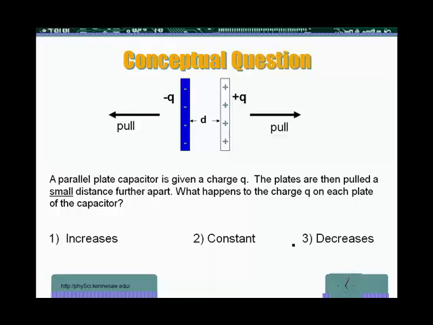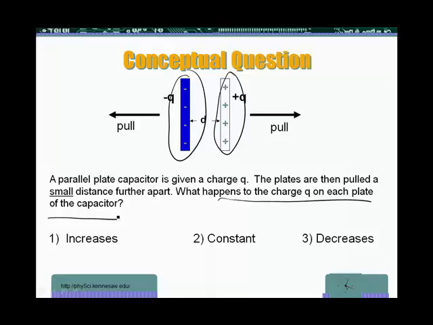Now in this question here, we have a parallel plate capacitor. This side is charged positive, this side is charged negative, and we pull them apart. What happens to the charge Q on each plate of the capacitor as we pull them apart? Okay, since it does not say that we are going to connect them to anything else, if there is no leakage, there is no reason for the charge to go anywhere, so it should remain constant.